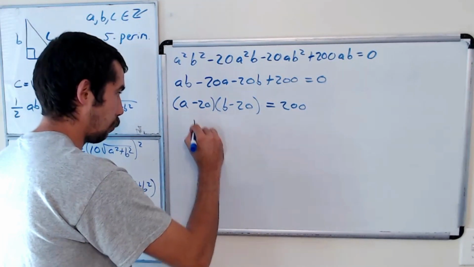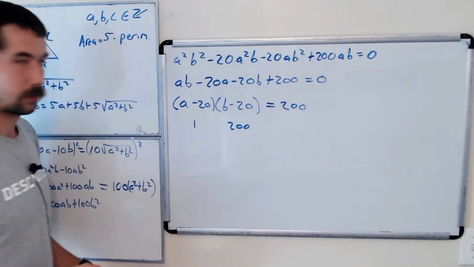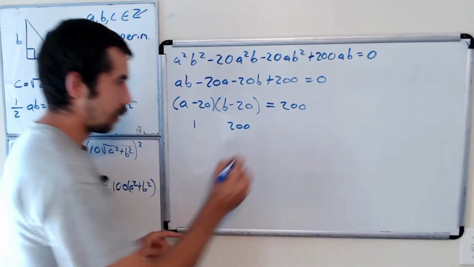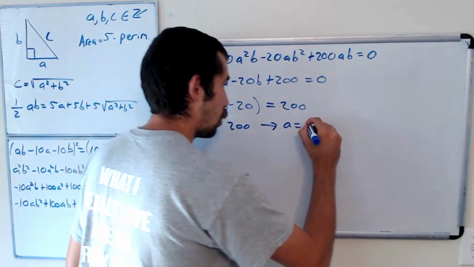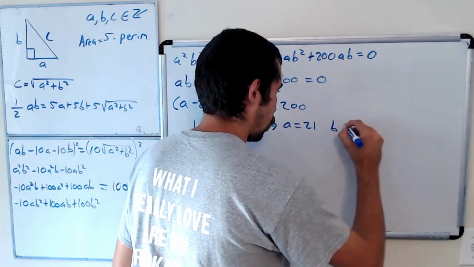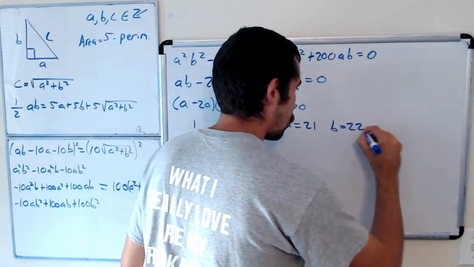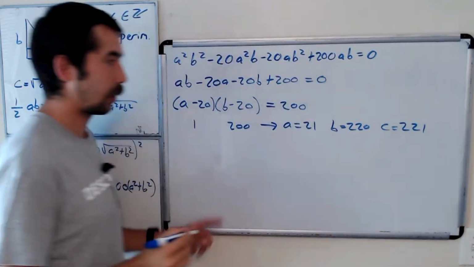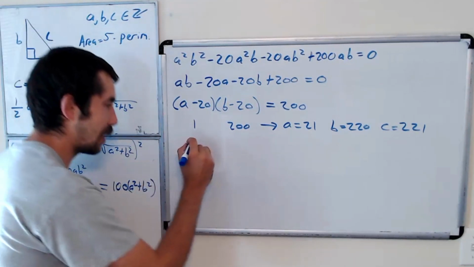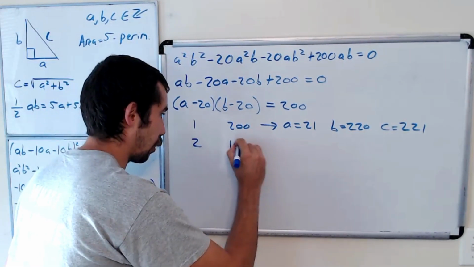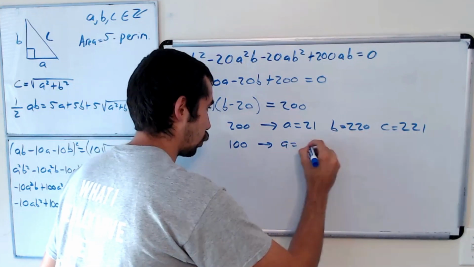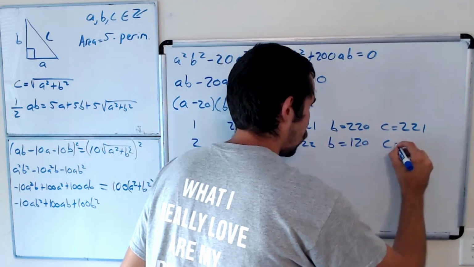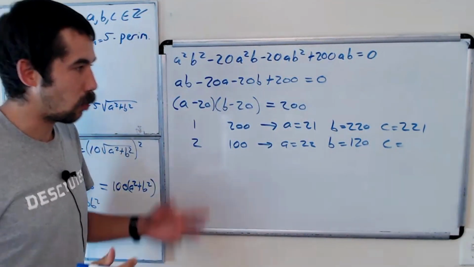It could be 1 and 200. And remember, we assume that A is less than or equal to B. So if A minus 20 is 1, then we have A is equal to 21, B is equal to 220, and then just with a little bit of algebra, you could see C is equal to 221. Okay, so that's one of our triples. It could be the case that the factors are 2 times 100. So then we have A equals 22, B equals 120, and C is equal to 122.